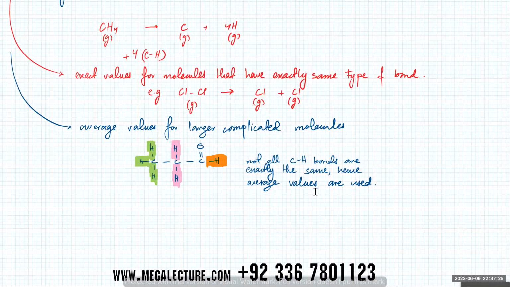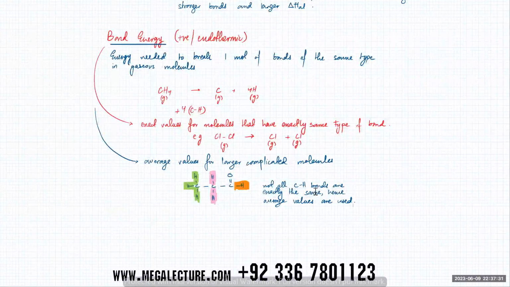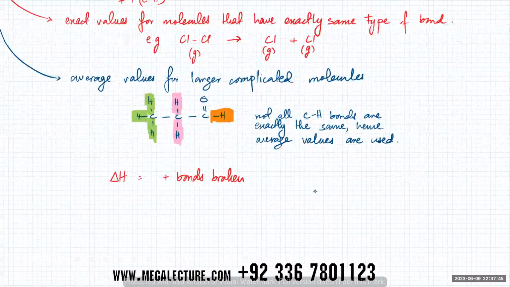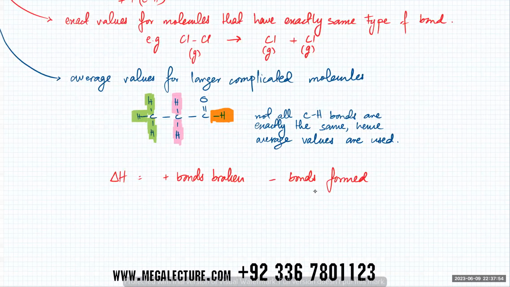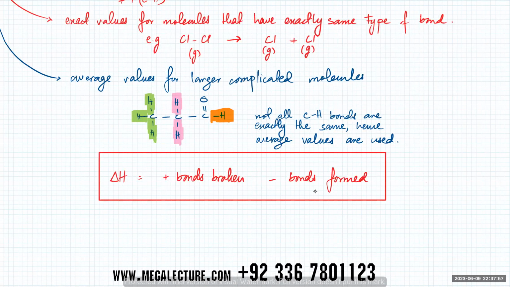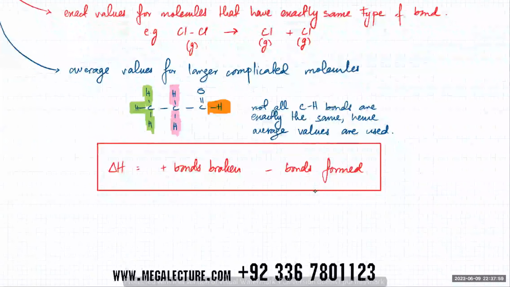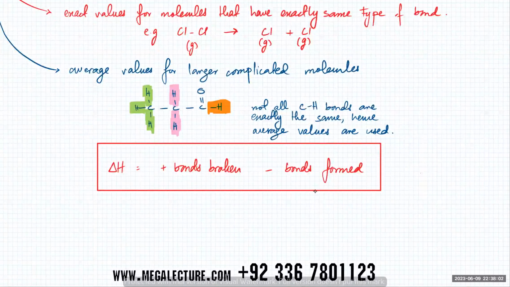Okay. Now, so that's bond enthalpy. And we used to have a formula for calculating enthalpy change using bond enthalpies, and that was bonds broken, which is endothermic, minus the bonds that are formed. So this was a formula, but it can only be used for gaseous molecules.